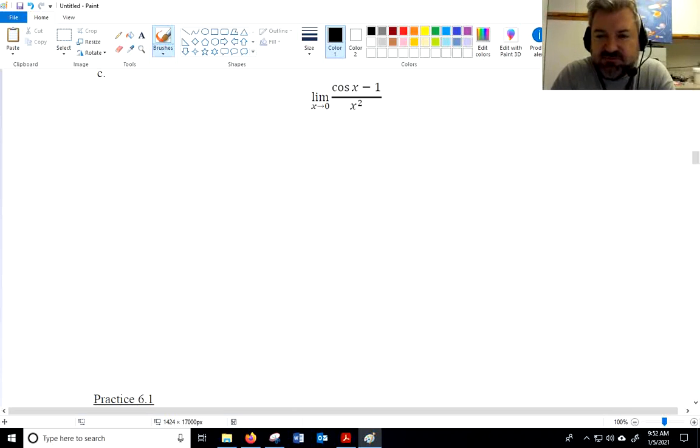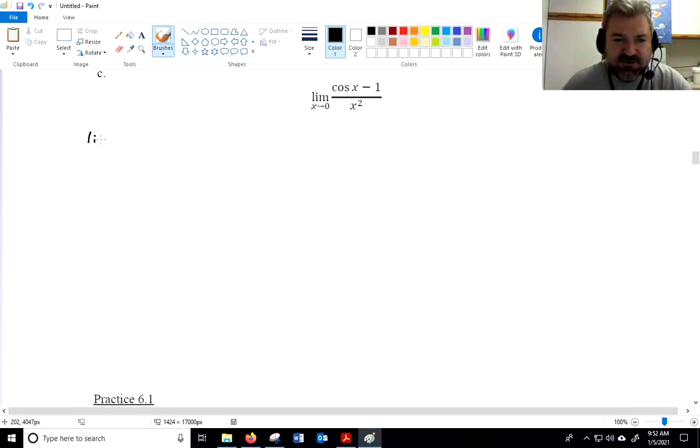Okay, if we plug in 0 for x, we get cosine of 0 is 1. 1 minus 1 is 0 over 0 squared. This is really similar to something we've seen before. We have seen that the limit of 1 minus cosine x over x is 0. We saw that as one of our formulas that we memorized. But this is not exactly the same thing because it's over x squared. And in fact, it ends up having a big impact. So let's take a look.